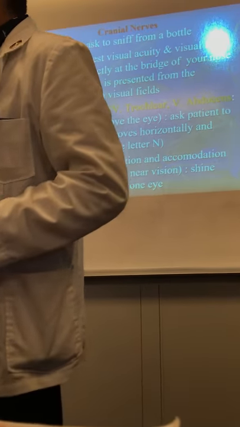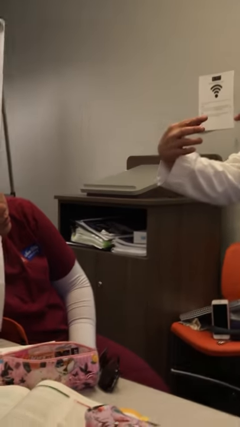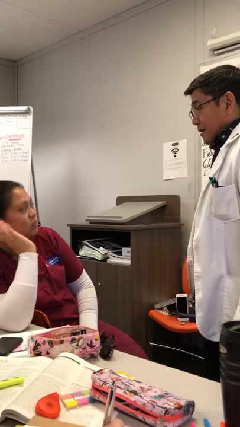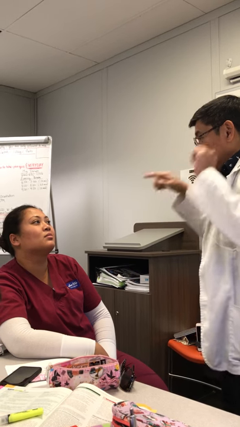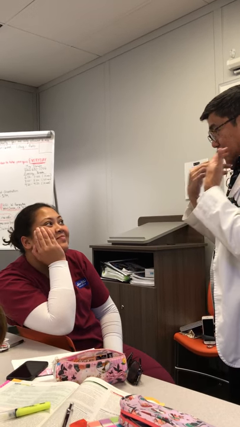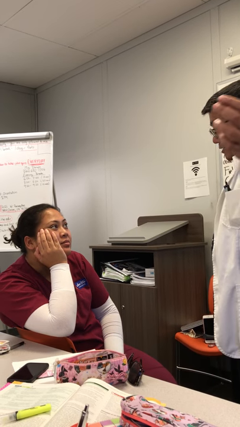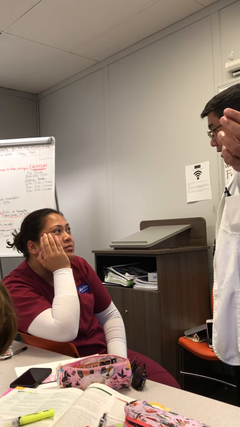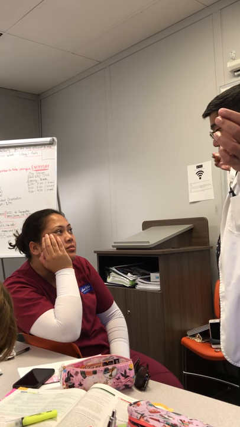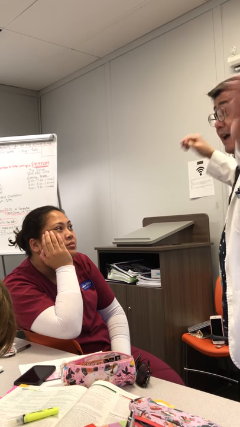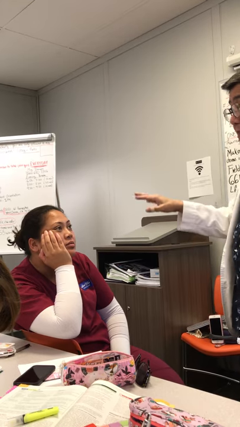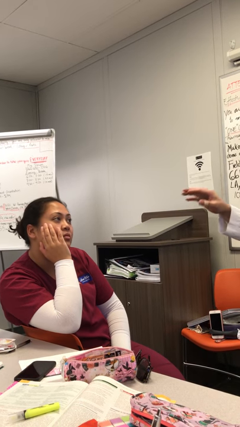So you ask the patient to look into my eyes, and you'll be eye to eye with the patient, and then you move your fingers or an object from the periphery. Now, don't move your eyes. But then I will move my fingers from the periphery going to the center. And the moment that she sees it, she will indicate that she's seeing the finger or fingers.